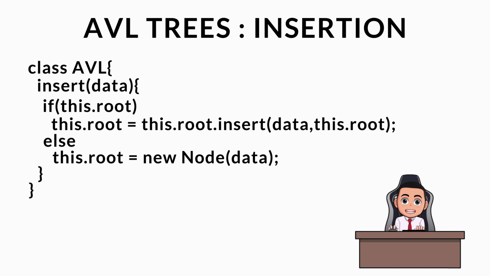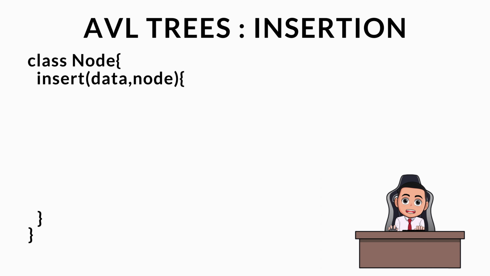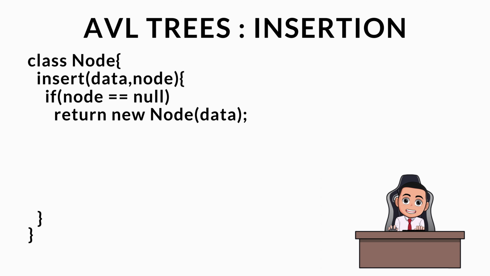Moving on to the insert method within our node class, we have our two params, data and node. Data being the data we wish to insert, and node being the current node that we're at. First, we check to see if the node is null. If it is, that means we found a place to insert this data at. So we just return a new node with the data that was passed in.